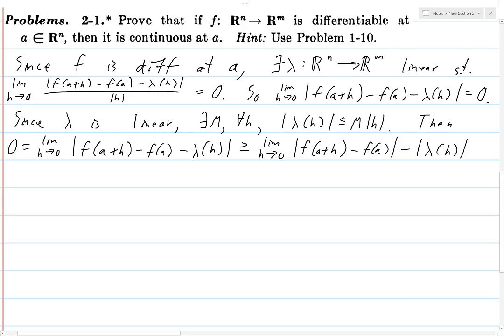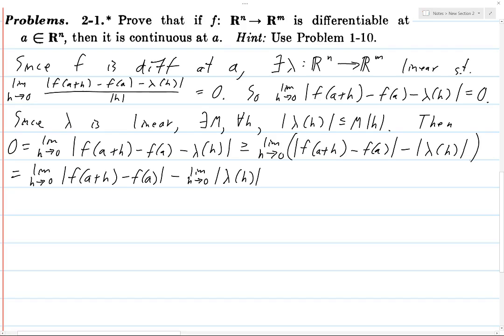And let's see. So what we can do is we can write this as the limit as h goes to 0 of f of a plus h minus f of a minus the limit as h goes to 0 of lambda of h. And again, this is because this limit is technically being taken on the entire difference.